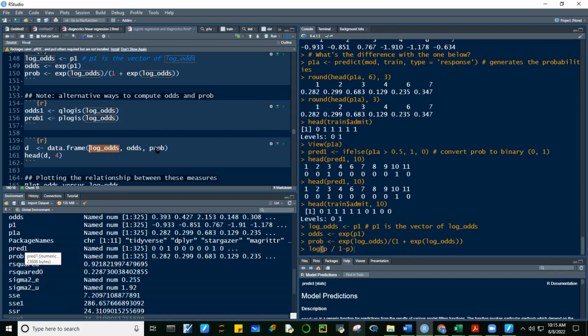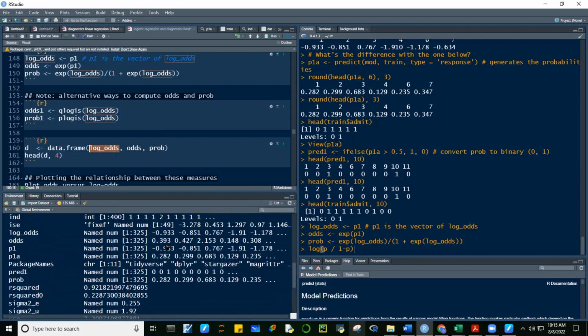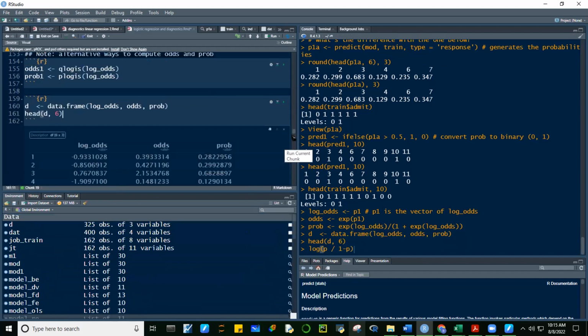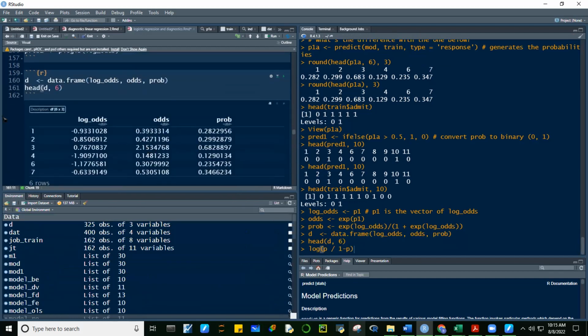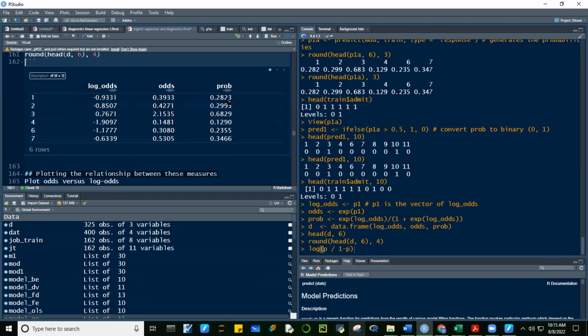Di ba may ano na tayo? We already have this log odds data. May log odds na tayo, no? Ito yung log odds tapos yung odds at saka yung probability. And then let's put them together. Let's take a look at the first 6 observations. Let's run this. Okay. I-round na natin para hindi masyadong mahaba. Okay, so these are your log odds, these are your odds, and these are your probabilities.